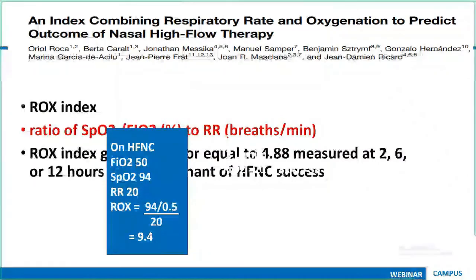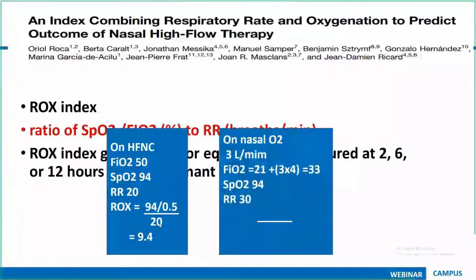And you see subsequently what the ROX index is. If the ROX index is slightly going up, that means the patient is improving. Another patient I am putting on nasal oxygen. The patient is on 3 liters per minute of oxygen. So how will I calculate the FiO2? FiO2 will be 21 plus 3 into 4, because for every 1 liter you have to add 4% from the baseline room air FiO2 of 21. So for 3 liters, 3 into 4, the total will be 33%.